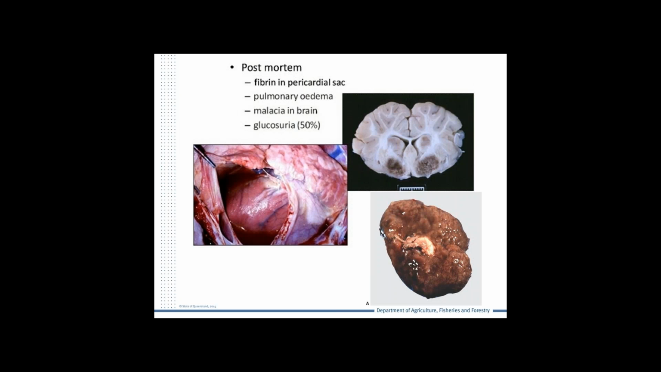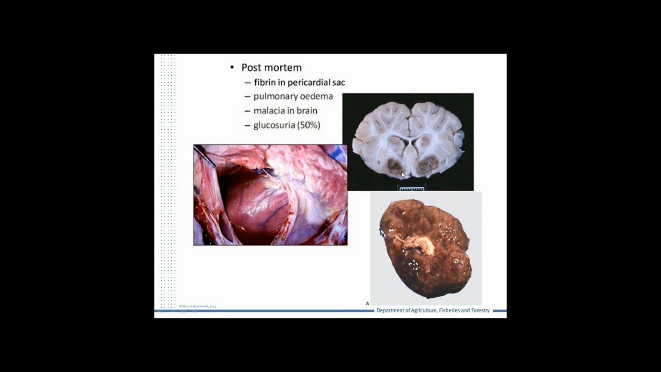On post-mortem, if you do post-mortems at home, you may see some fibrin in the pericardial sac, so that's the sac around the heart. You may see some fluid, and strings of a white to yellowish stringy material that breaks apart real easy. That's the fibrin. Also, the lungs may be wet and heavy, and if you cut them, you may have a bit of fluid coming out of the lungs. You may also get some changes in the brain as well.